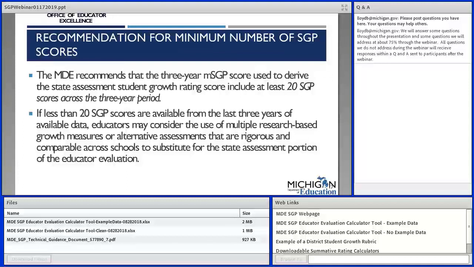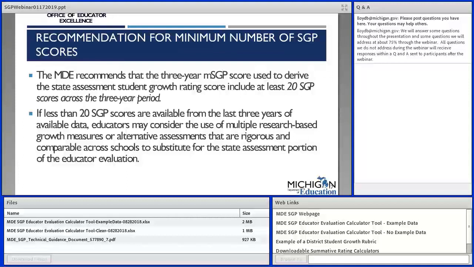MDE recommends that the 3-year student growth percentile mean score used to derive the state assessment student growth rating scores include at least 20 student growth percentile scores across the 3-year period. And this was based, at least in part, upon the recommendation from our technical advisory committee and from experts in using student growth percentiles. With less than 20 student growth percentile scores, the psychometric values do decrease. The reliability and validity and the accuracy of the indication of impact does decrease with less than 20 SGP scores.